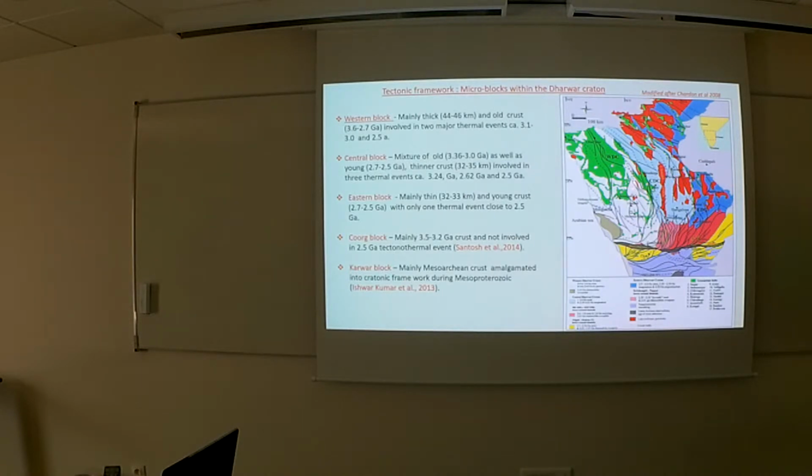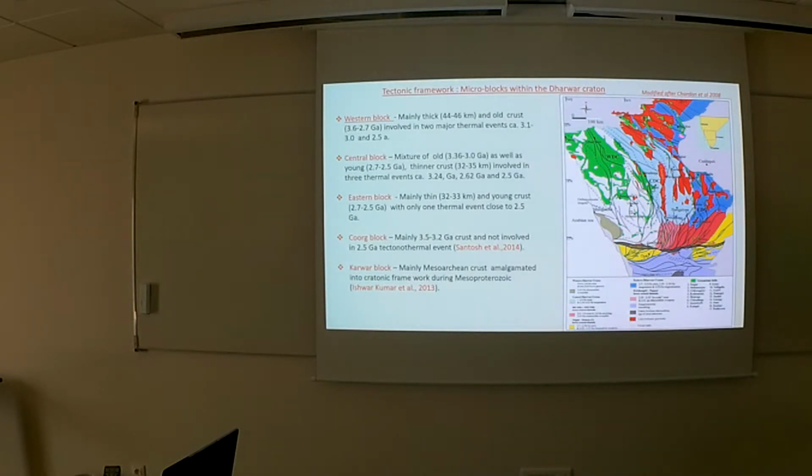They are totally absent here. So here we have the high temperature thermal events at 3240, 2620, 2500. This block was affected by three thermal events. So this is the fundamental difference between them. We have no juvenile magmatism at the end of the Archean here. This is the major part of the end-Archean juvenile magmatism.